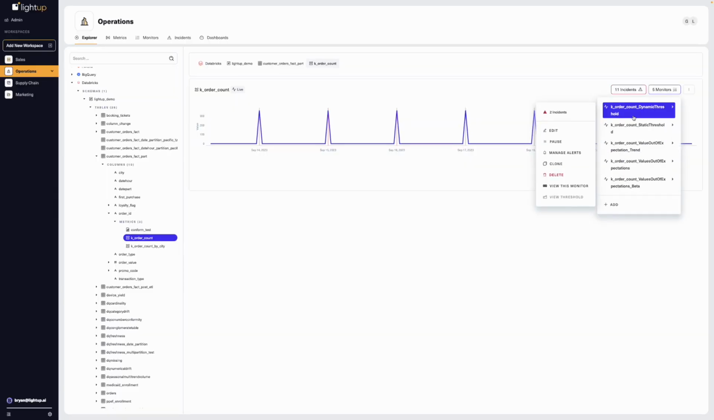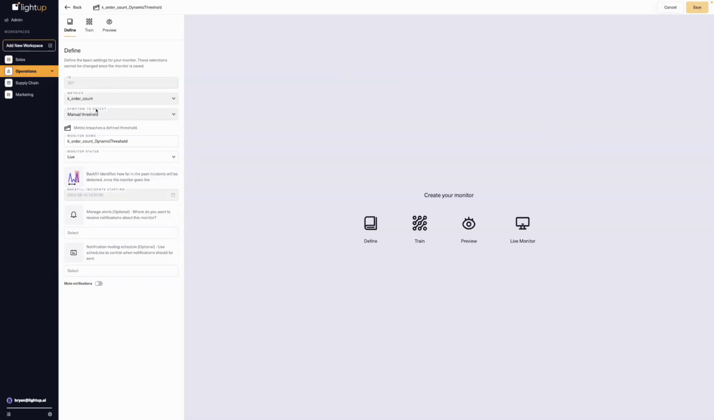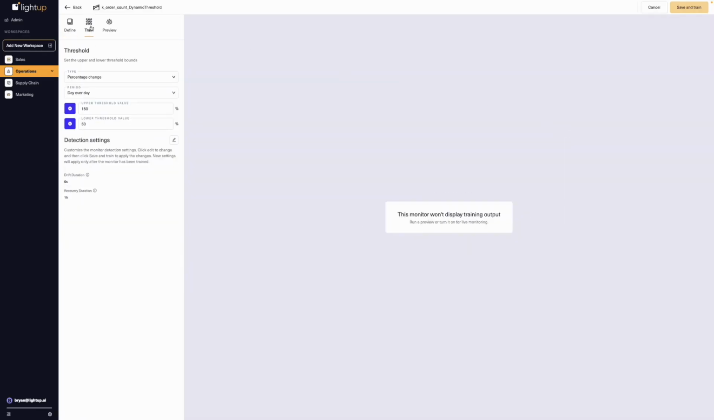So it's set up the same way as the static threshold, which is using a manual threshold monitor. But the difference is that we're looking at a percentage change. And this percentage change specifically is looking at a day over day percentage change. So we're saying from Monday to Tuesday, here's how much of a change we're expecting it to actually be within a certain range of some kind. Now, you could do week over week, you could do sample over sample, it's really up to you. But in this case, we're doing day over day.